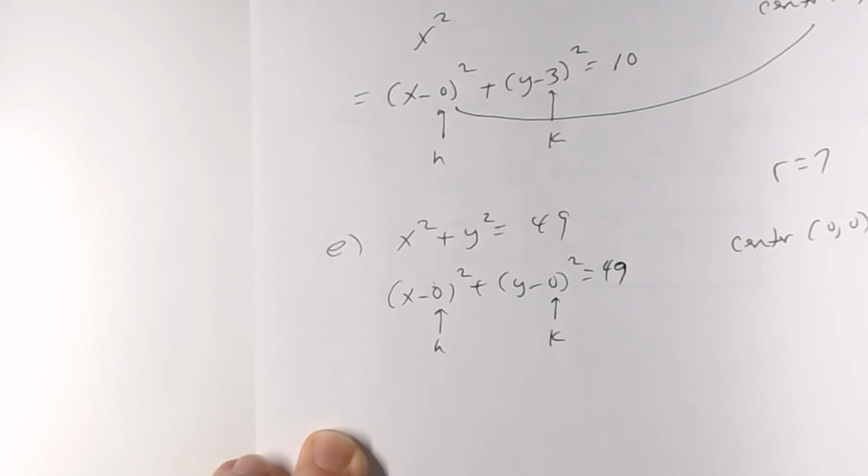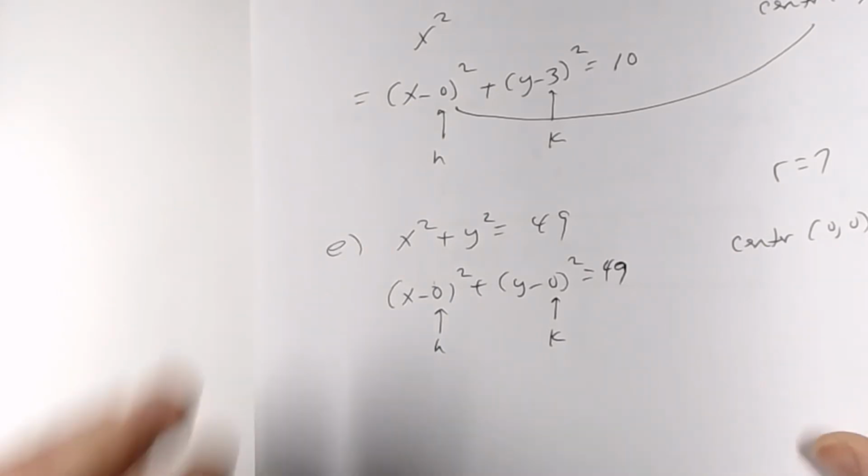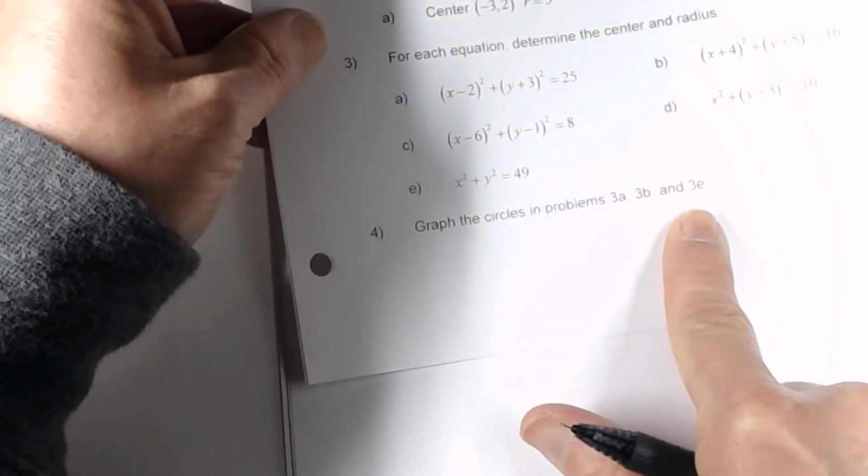All right, now you see number 4, it says graph. So let's go ahead and graph 3A, 3B, and 3E. At the bottom, it says graph 3A, 3B, and 3E. Correct. All right, so let's go to the next page.